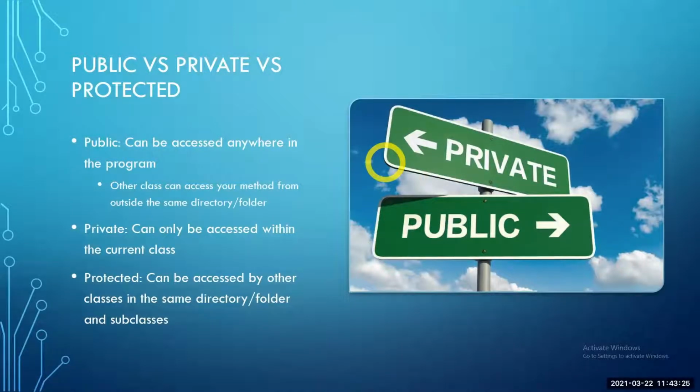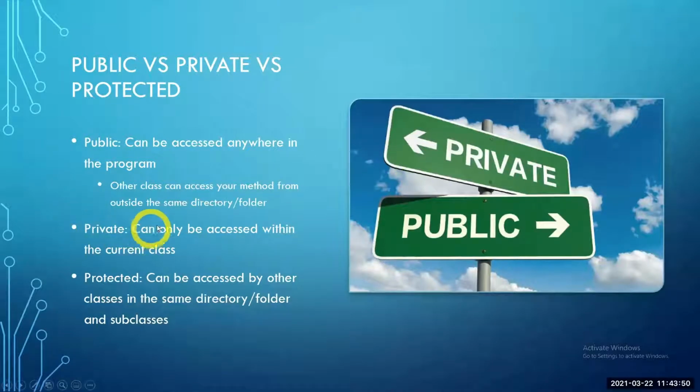So a public method can be accessed anywhere in your program, right? As we go deeper into programming, we have classes and files. We can have multiple files that encompass one big program. Well, in all those different files, we can access a public method anywhere, all right?